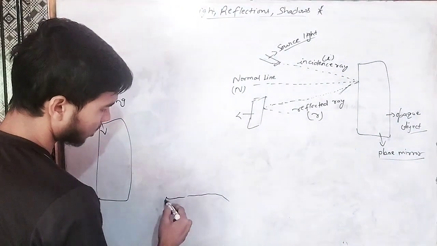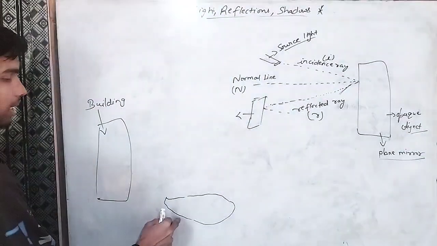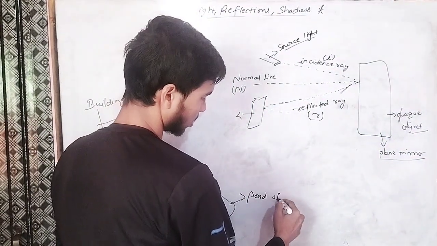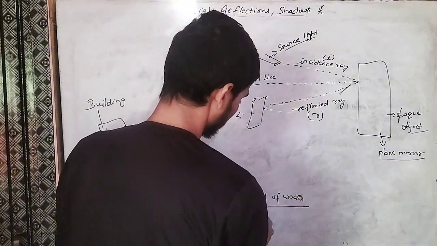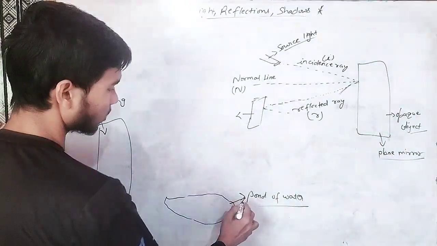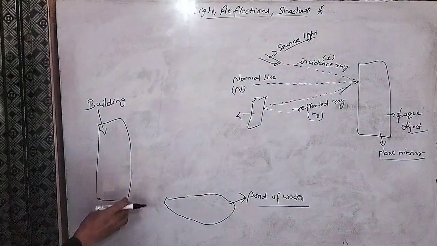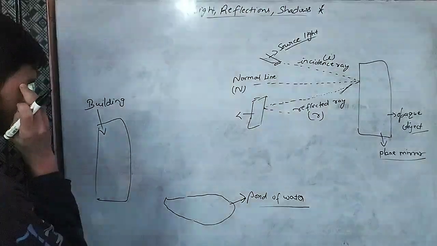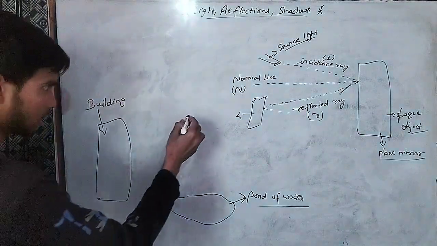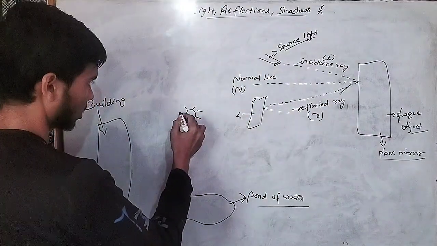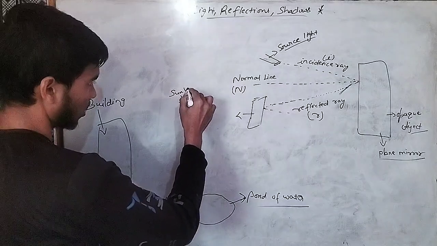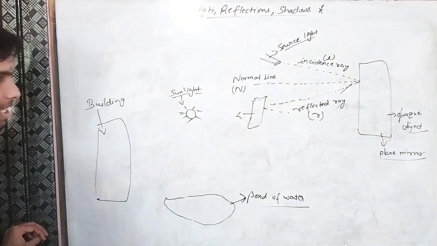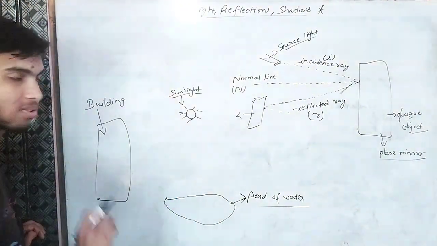Here, near it, is a pond of water. Pond of water. This is a building. Now this pond of water is near the building. Sunlight. This is sunlight. So here we already have a source of light. This sunlight is our source of light, and this is an opaque object.